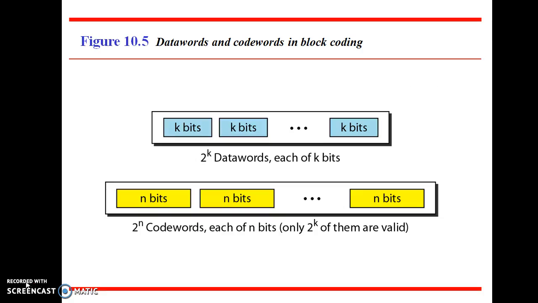So first of all, the data words and the code words in block coding are divided into k bits. The data words are k bits: 2 power k data words, each having k bits. And n bits, where there are 2 power n code words, each having n bits.